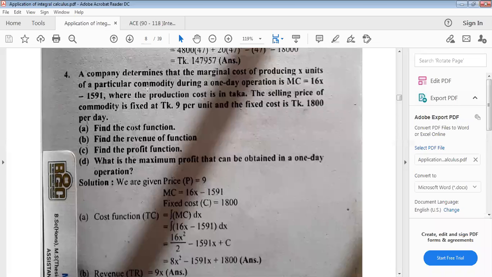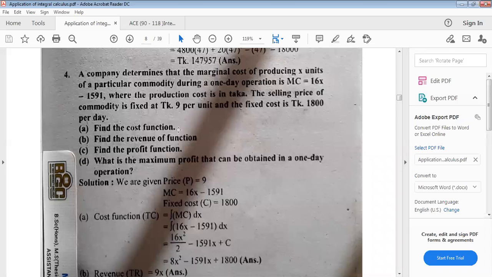A company determines that the marginal cost of producing x units of a particular commodity during a one-day operation is MC, marginal cost, 16x minus 1591. This is the marginal cost function, where the production cost is in taka. The selling price of the commodity is fixed at taka 9 per unit, and the fixed cost is taka 1800 per day.